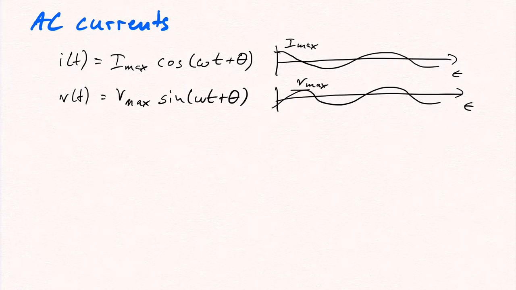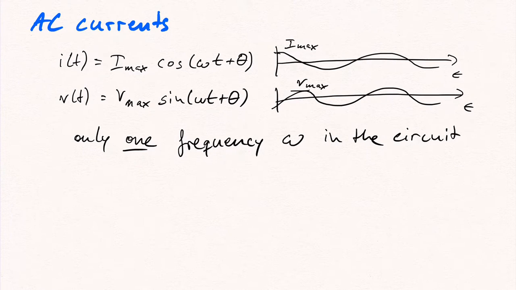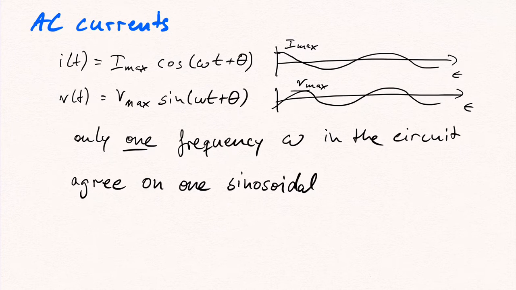Let's make an assumption that will simplify our analysis a lot. We will assume that there only exists one frequency omega in the whole circuit. The next thing that we need to do is to agree on one sinusoidal function. We could use sine or cosine or minus sine or minus cosine.